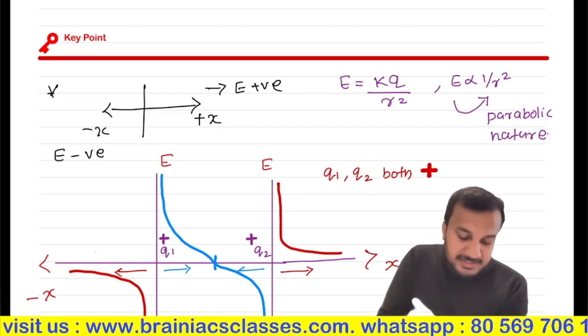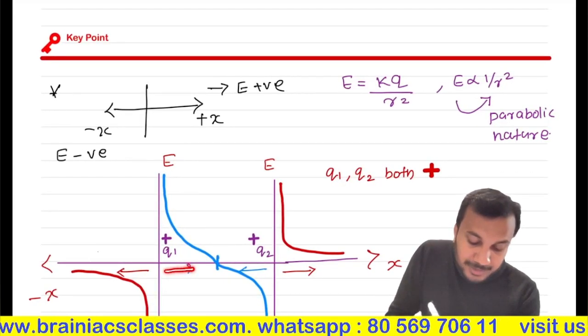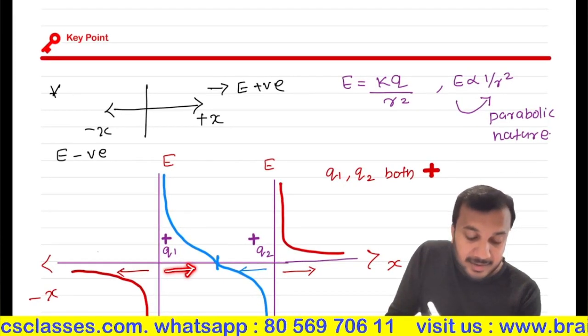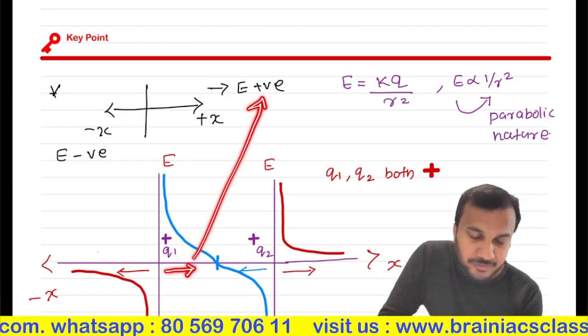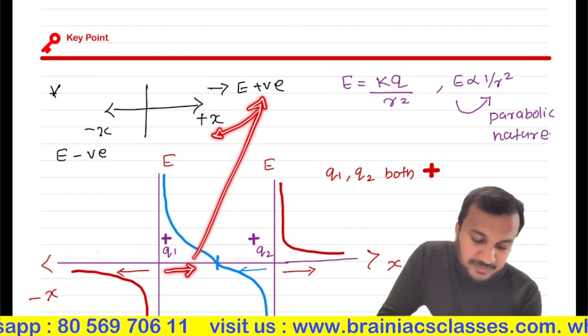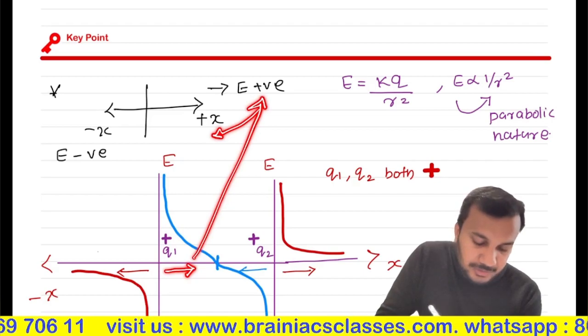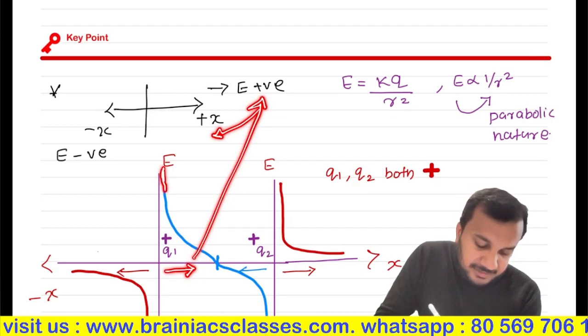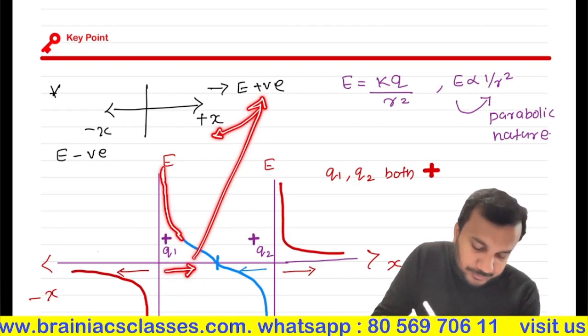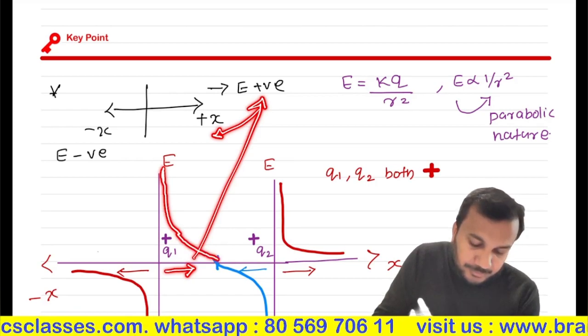On the right side we have the blue color. Electric field lines are going to the right side because it is a positive charge. Right side means electric field is positive, direction is positive x. So when distance equals 0, electric field starts from infinity. When distance increases, electric field reduces like this.